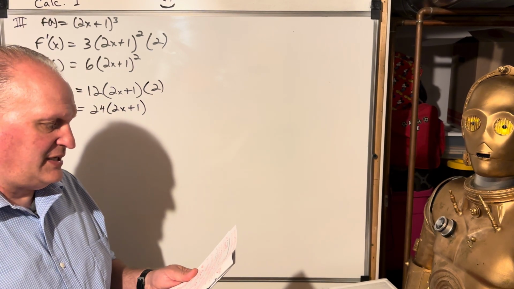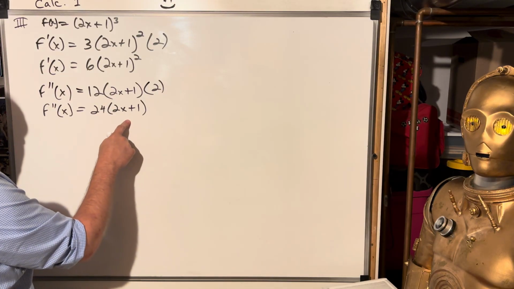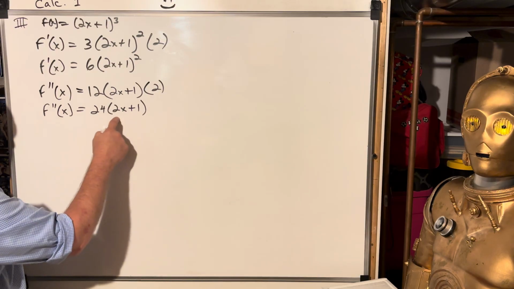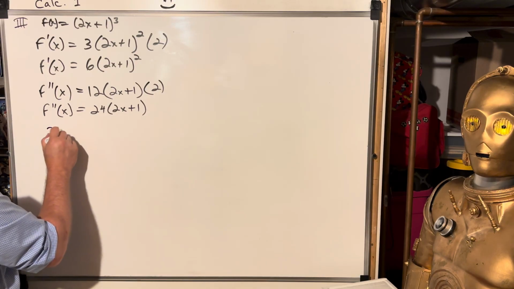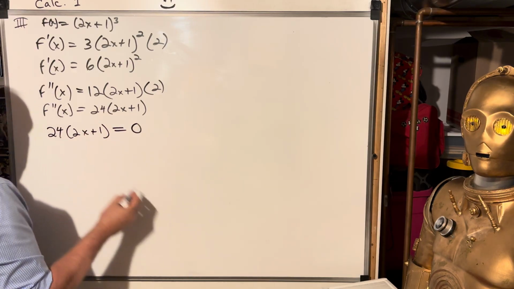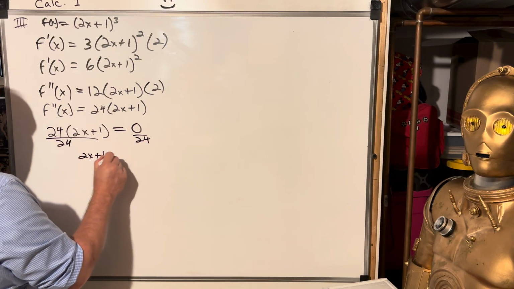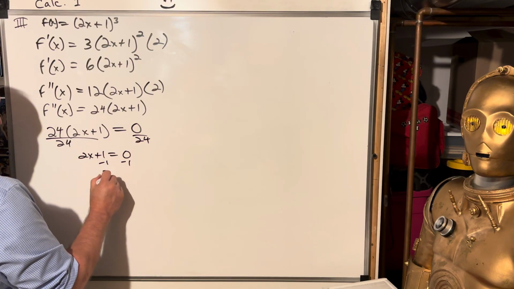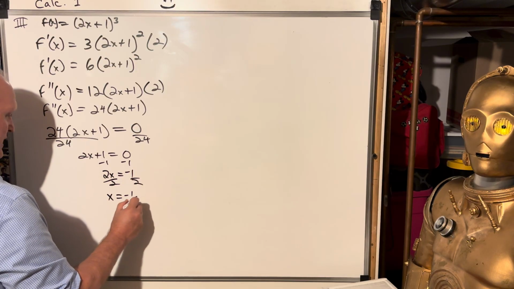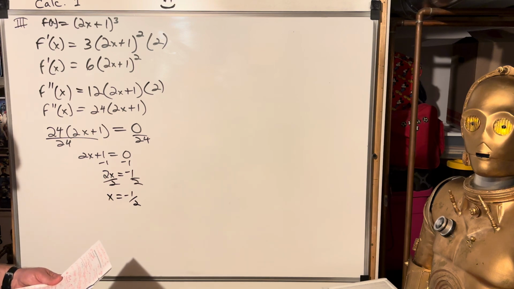I know sometimes we kind of simplify right away, but remember, we're going to set this equal to 0 now. So if you just put that in there, the next step is going to be to factor the 24 back out. And so let's leave it like that. 24 times (2x plus 1) equals 0. Divide out the 24. 2x plus 1 equals 0. Get rid of the 1. Divide by the 2. So x is equal to negative 1/2. So now the question is, that's our critical number.